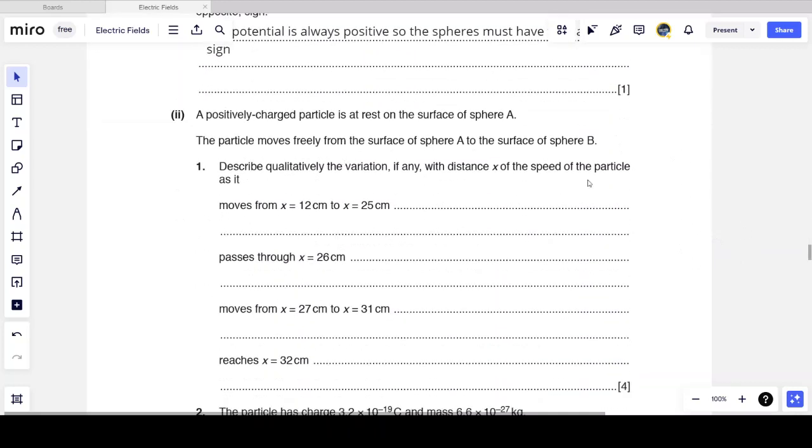Okay. Next, we are told that a positively charged particle is at rest on the surface of sphere A. The particle moves freely from the surface of sphere A to the surface of sphere B. And we want to describe qualitatively the variation, if any, with the distance of the speed of the particle as it moves through these points. So a very wordy question. How does the speed of the particle vary with the distance? So we want to know if the speed varies, and then how it varies.